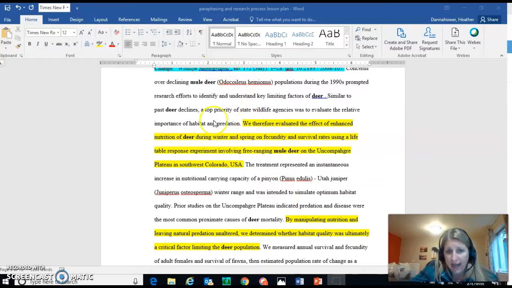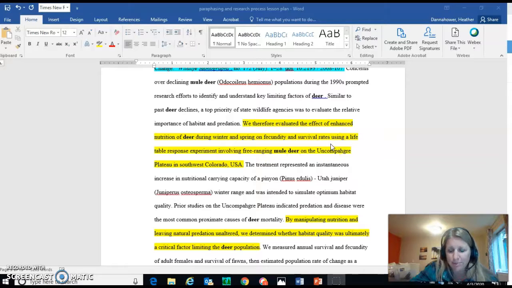They looked at whether or not they could supplementally feed deer. They enhanced nutrition somehow, and if we read more, we'd probably figure out exactly how they did that. But they provided them with higher quality food in some capacity or another. It may not matter. And they did that during winter and spring, and that's when food is usually your limiting factor. And they looked at fecundity and survival rates.